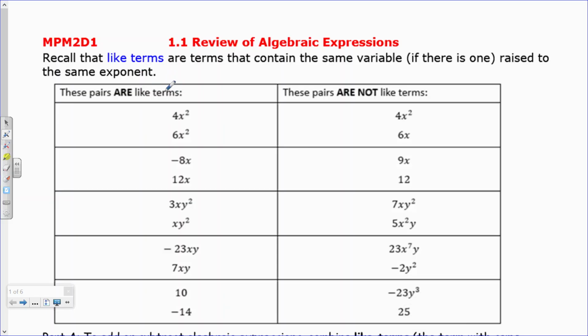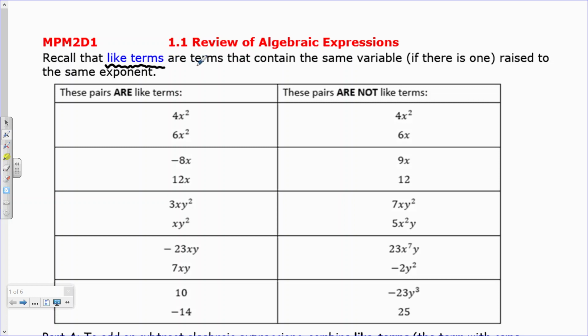Hello, this lesson is a review of algebraic expressions for grade 10 academic class. We are going to review what you have learned in grade 9 academic math. So first thing, you need to know the definition of like terms.